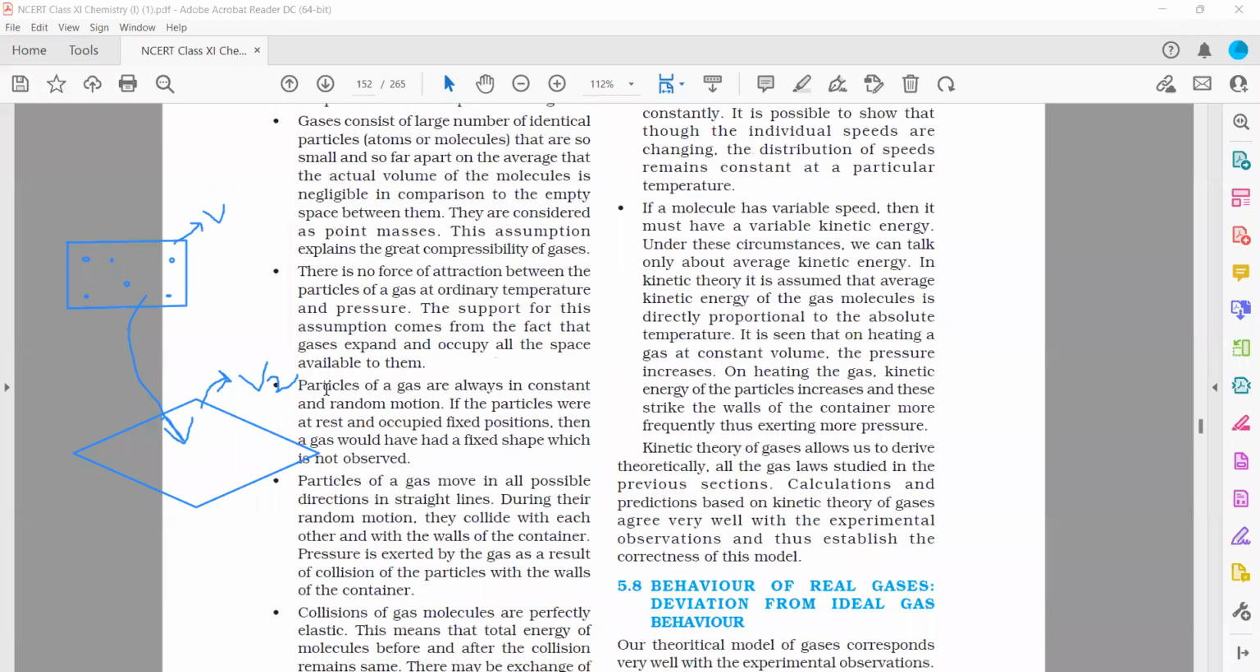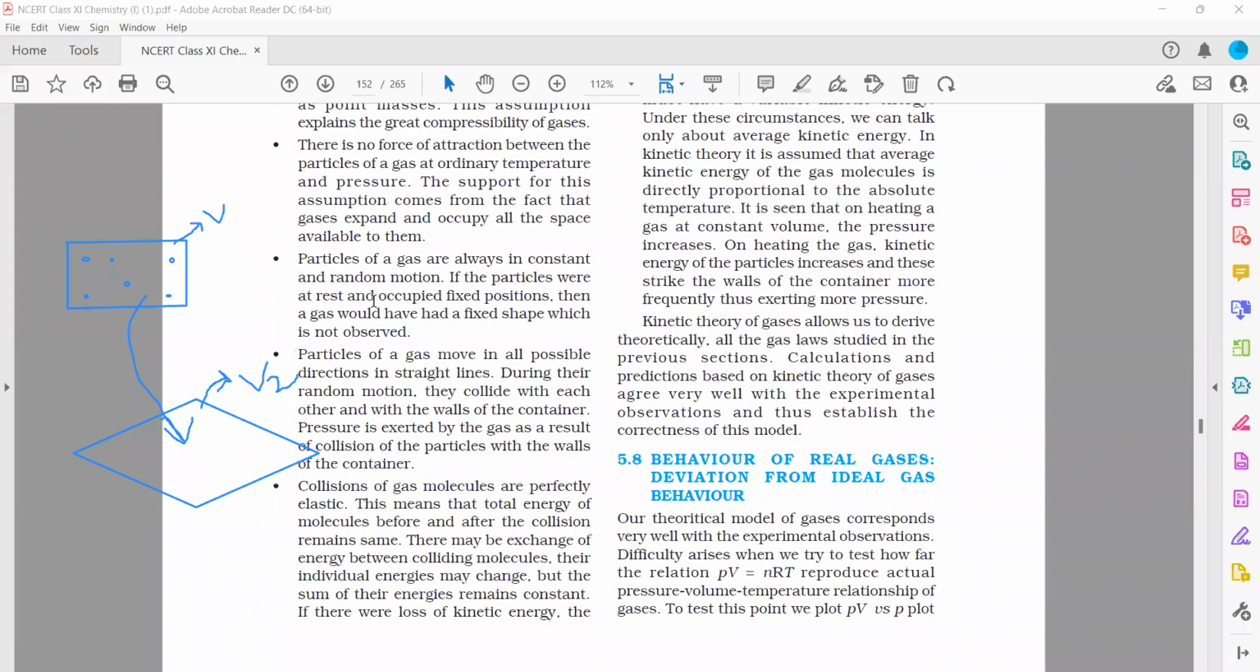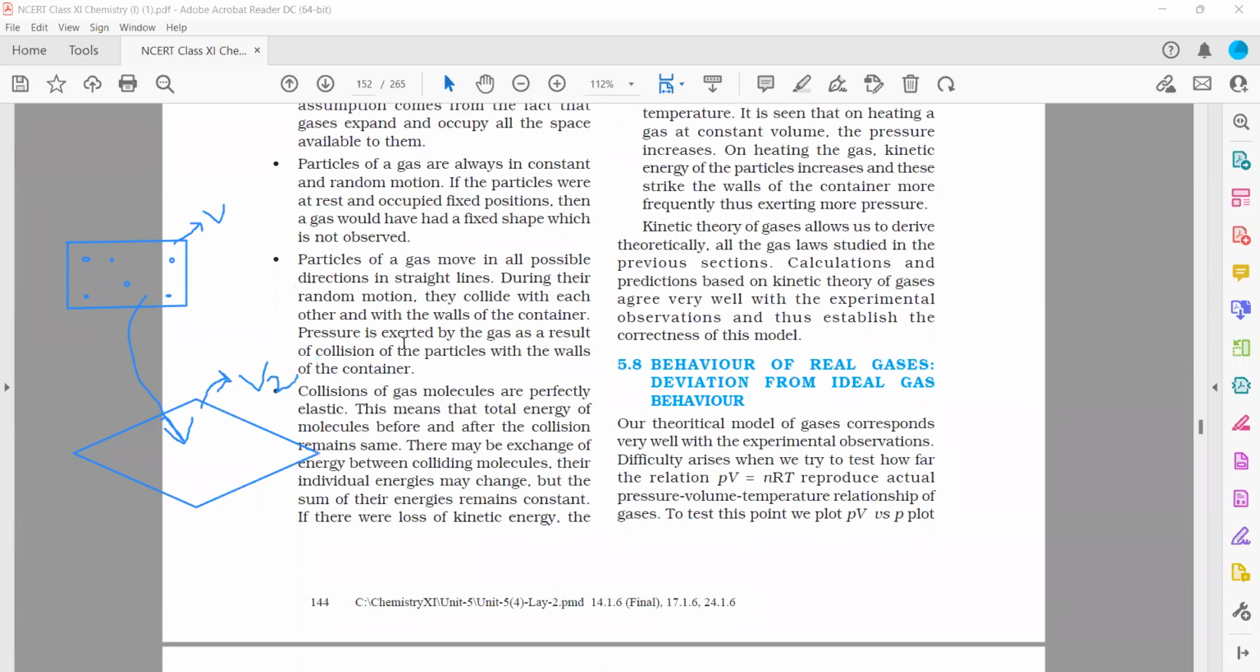Now, particles of a gas are always in constant and random motion. If the particles were at rest and occupied fixed positions, then a gas would have a fixed shape, which is not observed. This is very, very true. I think it is understood. Also, particles of a gas move in all possible directions in straight lines.